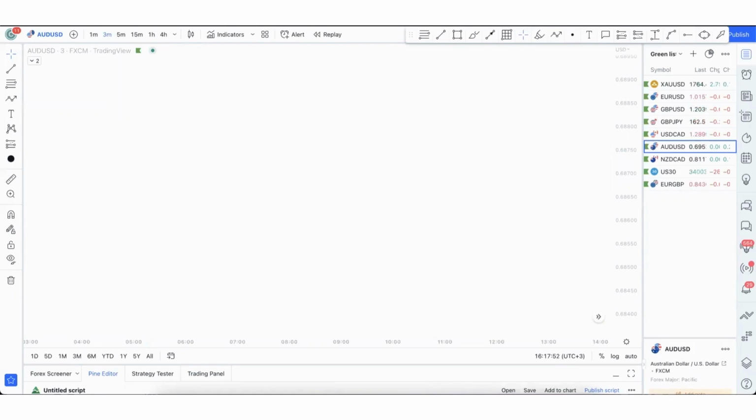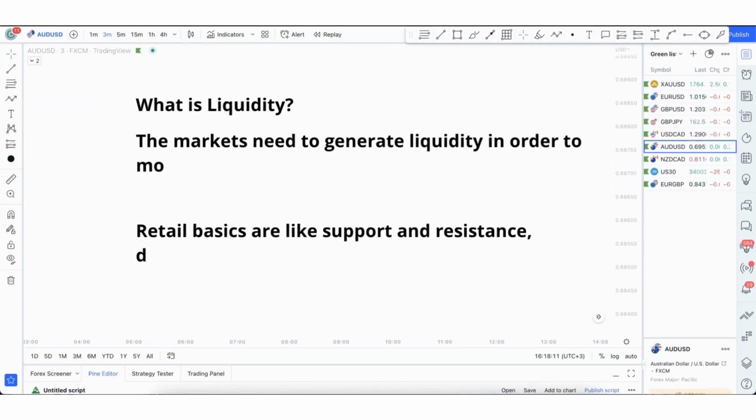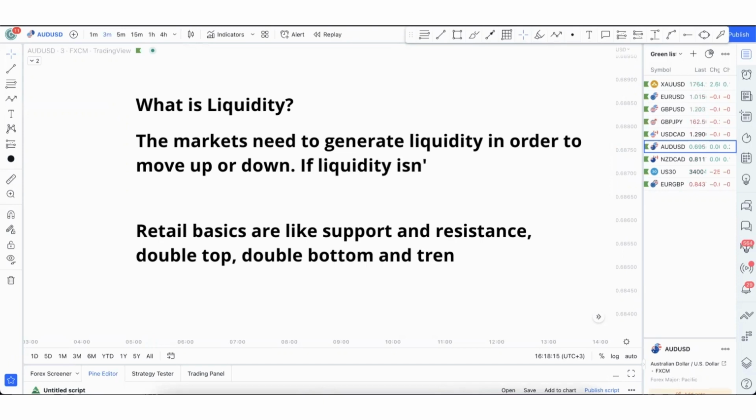Hi guys, this is Abby from Forex XL. Today, you will learn how to identify liquidity and the different types of liquidity. So let's start. What is liquidity? The markets need to generate liquidity in order to move up or down. If the liquidity isn't already there, then it will be created.